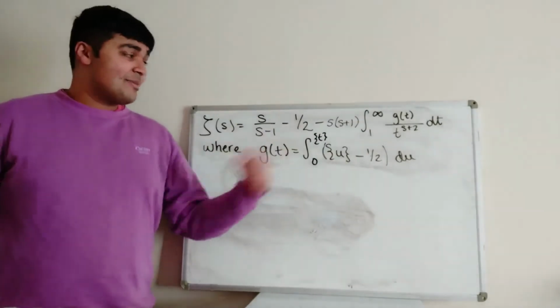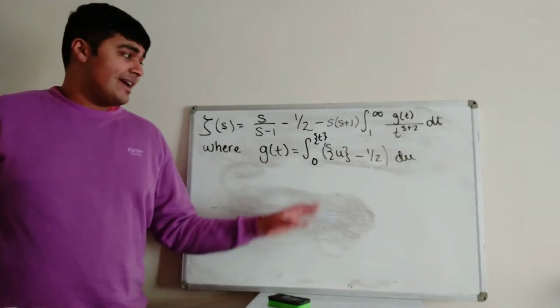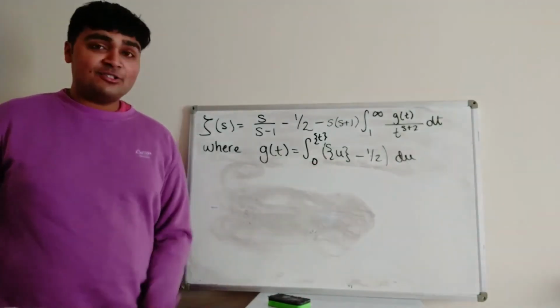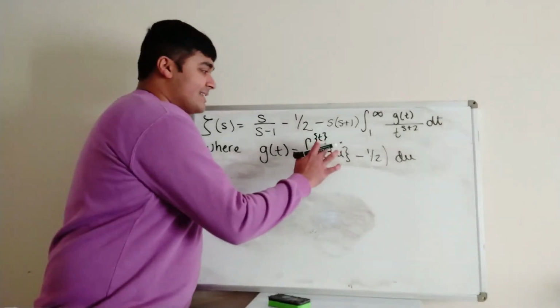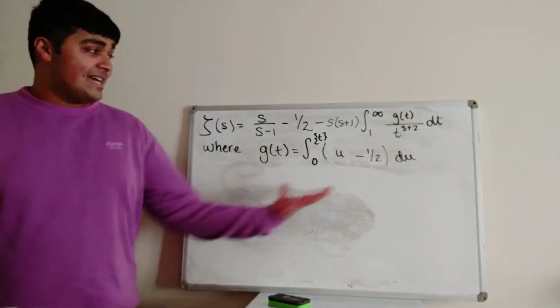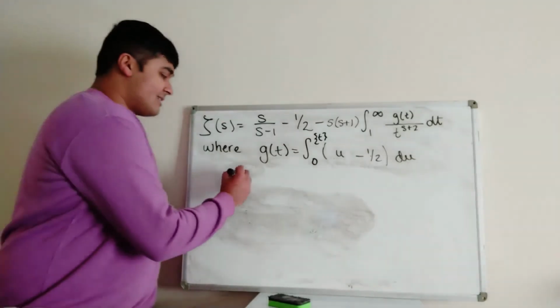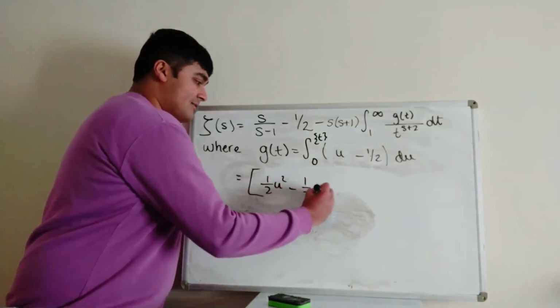But now what's really nice is, remember, the fractional part of t is always going to be less than 1. And so that means that in this interval here, the fractional part of u is just going to be precisely equal to u. So in fact, we can get rid of the fractional part here. And now we've got an integral which we can actually go ahead and just compute. This thing here is going to be equal to a half u squared minus a half u.